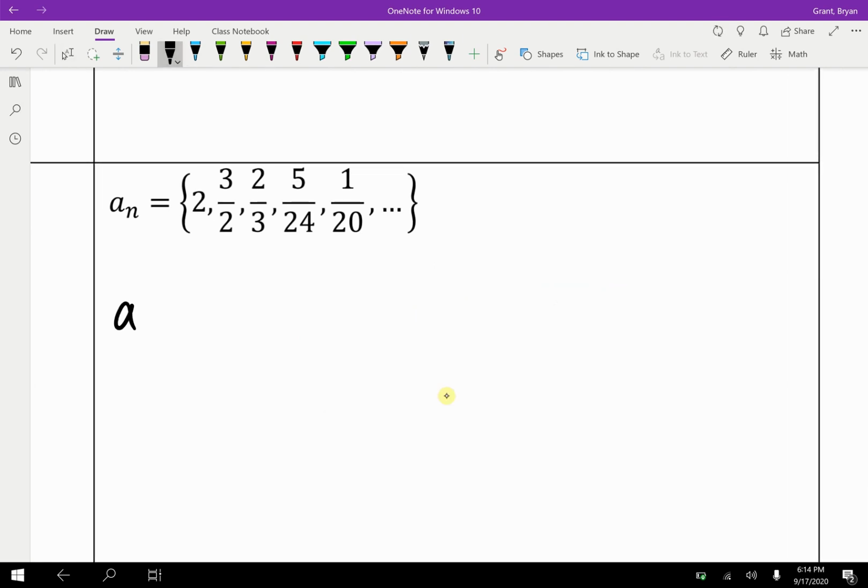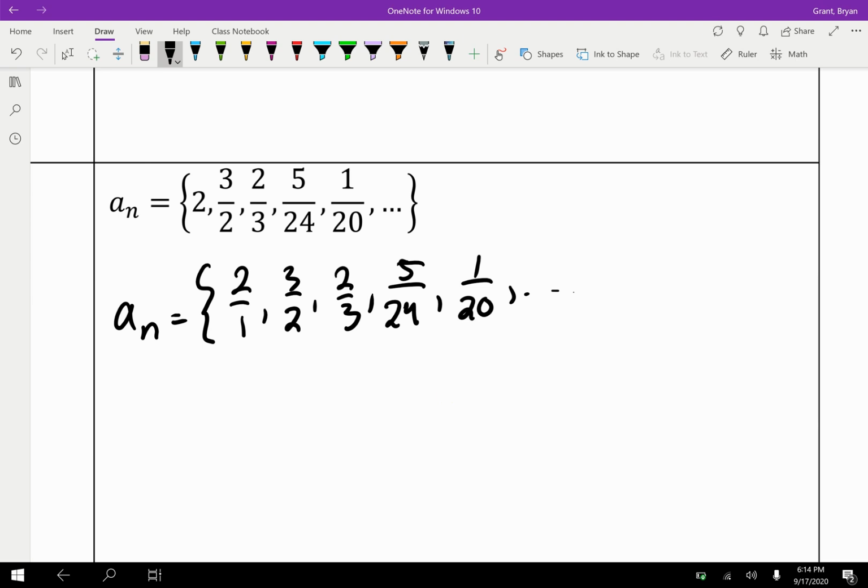So here we go. For this last one, what's going on here? I don't see these all as fractions. I think I want to do that. 2 over 1, 3 over 2, 2 over 3. I feel like with this pattern, 1, 2, 2, 3. Oh, wait, this is weird too. Okay, let's just keep it as is. 5 over 24 and 1 over 20. Well, I don't see any common denominators here. That's kind of strange. One thing I am noticing though is this 1, 2, and 24 pattern.